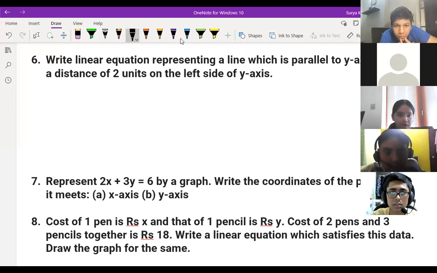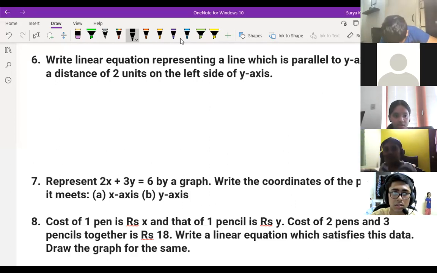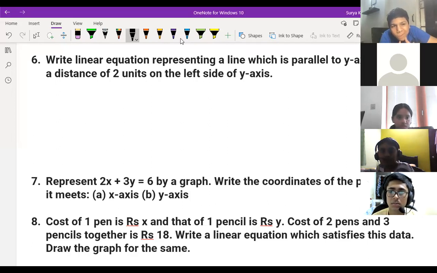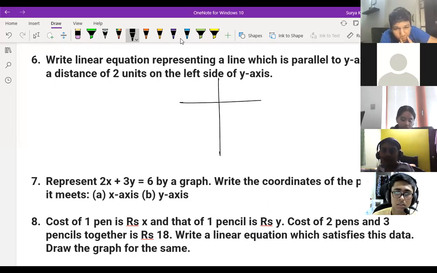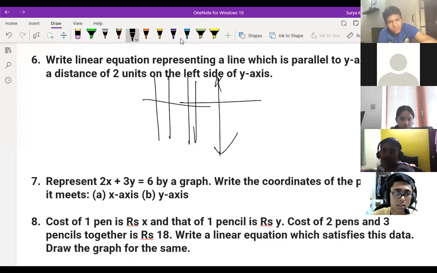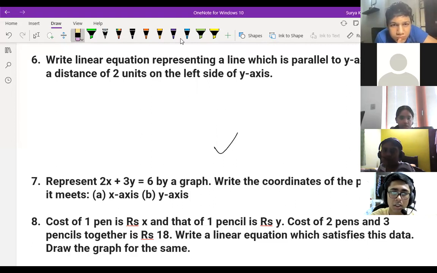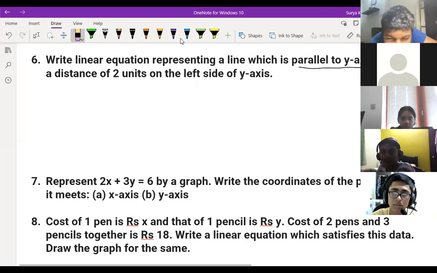What does it mean by a distance of 2 units on the left side of the y-axis? Parallel to y and at a distance of 2 units from the left side. Suppose this is the y-axis. No, this is the y-axis. So left will be this one. I'm not getting this question. So will the equation be like 2x minus 2y is equal to something? See, here it is given parallel. I'm not getting this, sir. See, I'll just explain the question first.